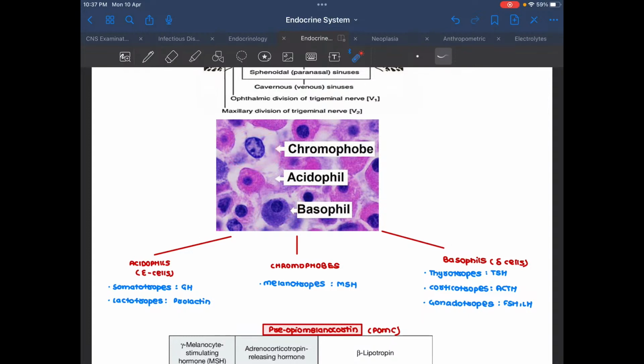So what are the acidophil cells? They're also known as epsilon cells. We collectively call them somatolactotropes, because which cells are included in them? The cells which secrete growth hormone, that is somatotropes, and the cells which release prolactin, that is lactotropes. What comes under chromophobes? Melanotropes. They're going to secrete MSH, that is melanocyte stimulating hormone. And last we have the basophils. They're known as delta cells. They're going to stain basic. What comes in this? Thyrotropes, corticotropes and gonadotropes, right?